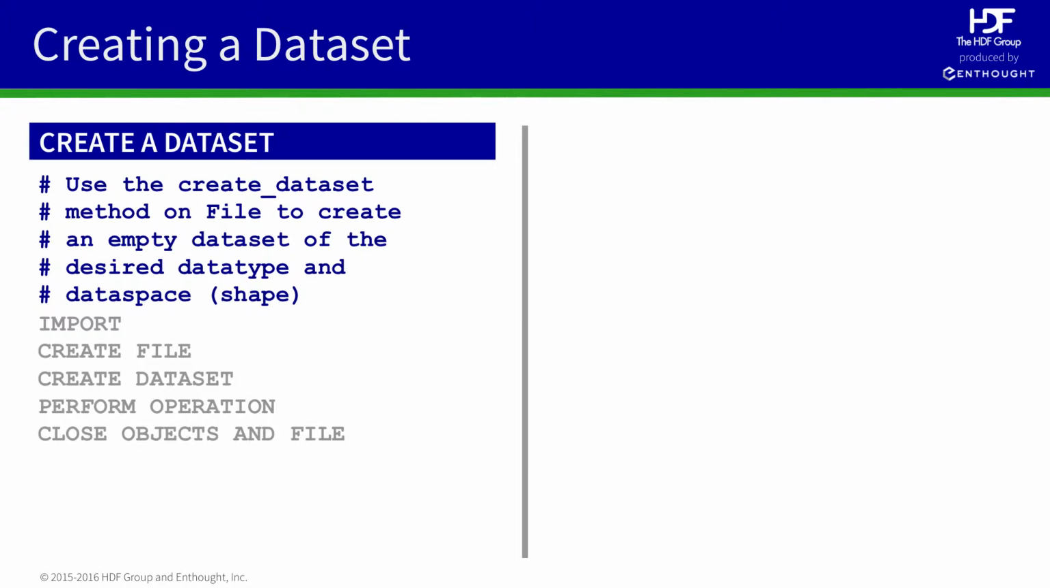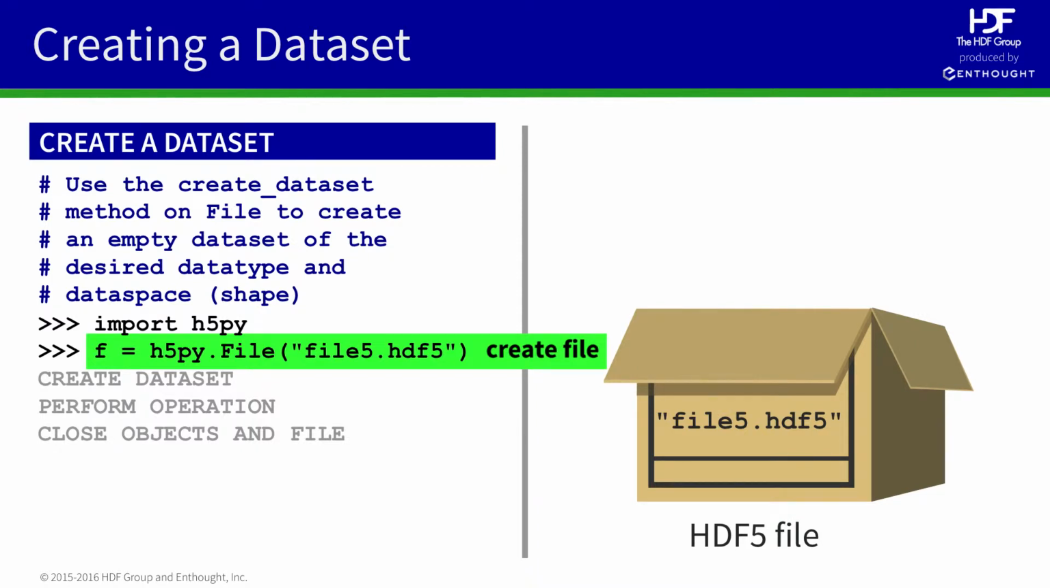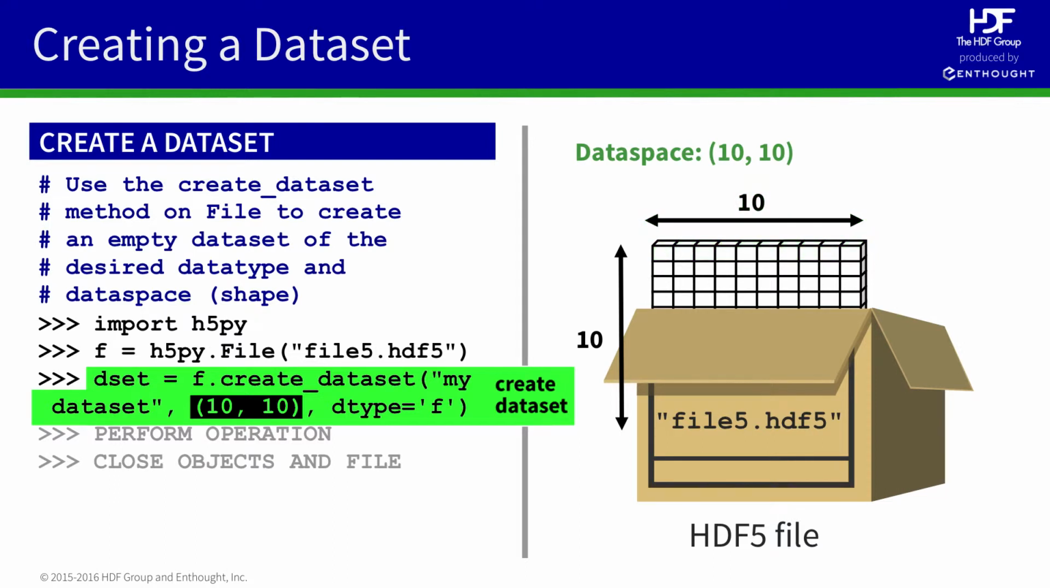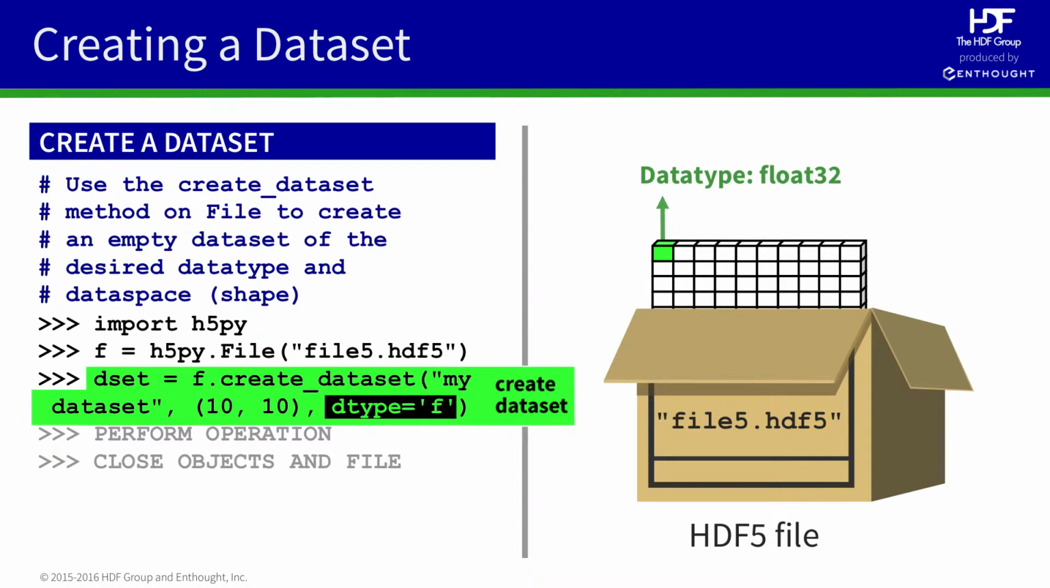In this example, we're going to use the create_dataset method on the file object to create a new dataset of a given data type and shape. First, we import h5py. Then, we create a new file, giving it the name file5.hdf5. Once the file is open, we use the create_dataset method on the file object to make a new dataset. We provide three things. The first is a name. The second is a NumPy style shape tuple, in this case, 10 by 10, creating a two-dimensional dataset. And finally, we supply the data type, in this case, single precision floating point.